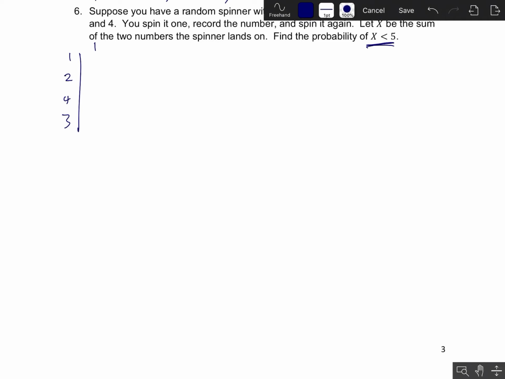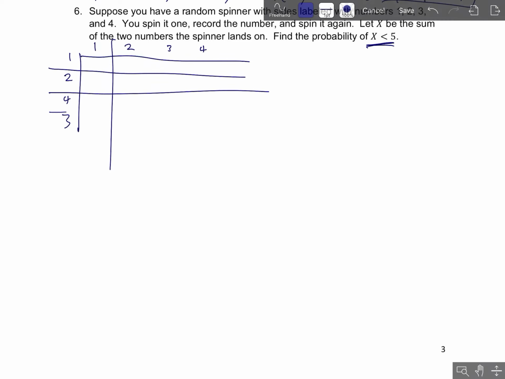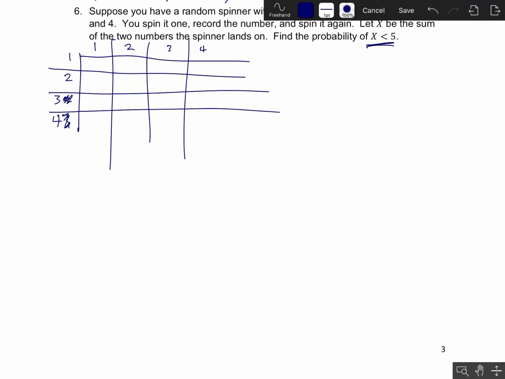to just make a little sample space for the outcomes of the spins. So we'll have 1, 2, 3, 4, and 1, 2, 3, 4. I don't know why I put 4, 3. So I'll scratch that out. Okay, so this will be our sample space for the 2 spins.